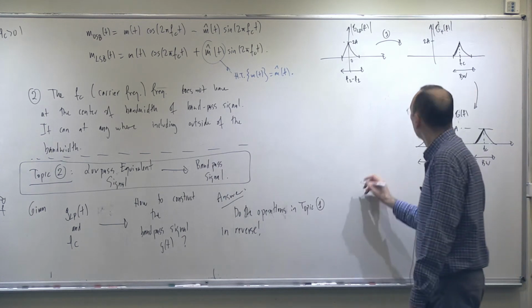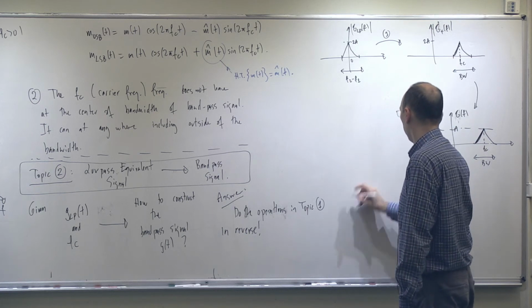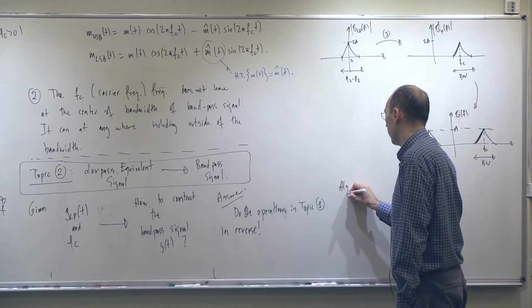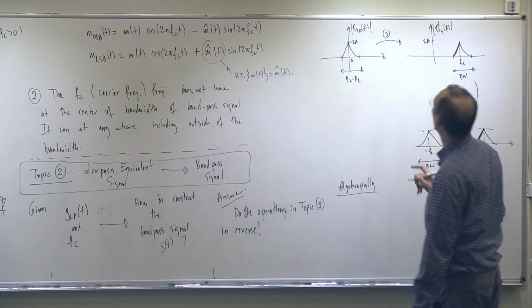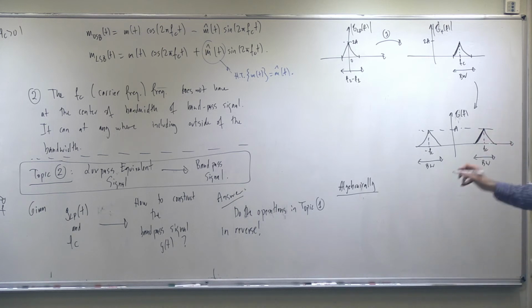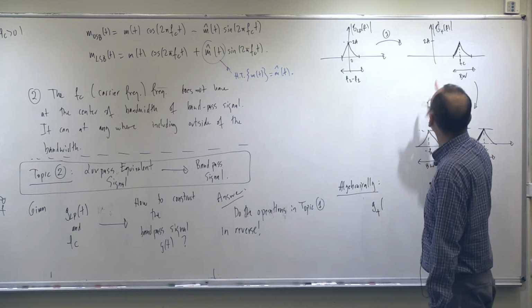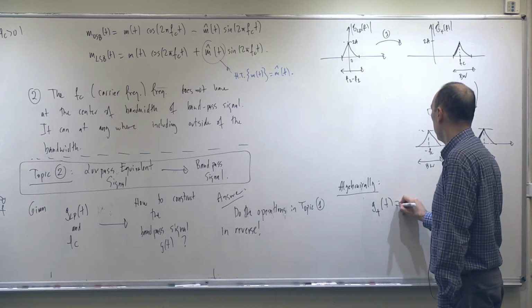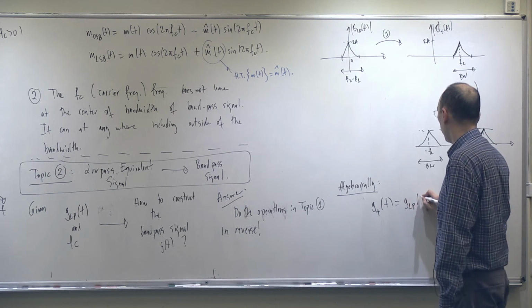So how can I do this? Let me say it algebraically. This is graphically, this is what I'm trying to achieve. So algebraically, I should do something like this. The analytic signal is this thing, the low-pass equivalent signal, shifted to the right this time.